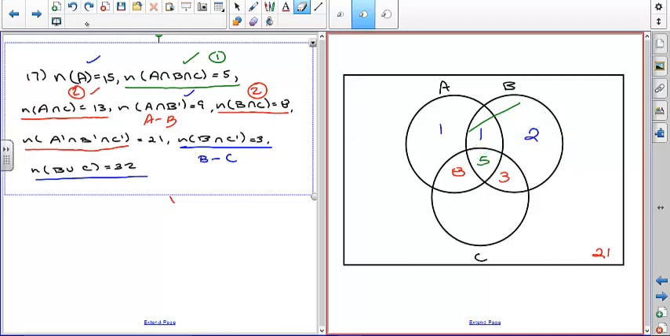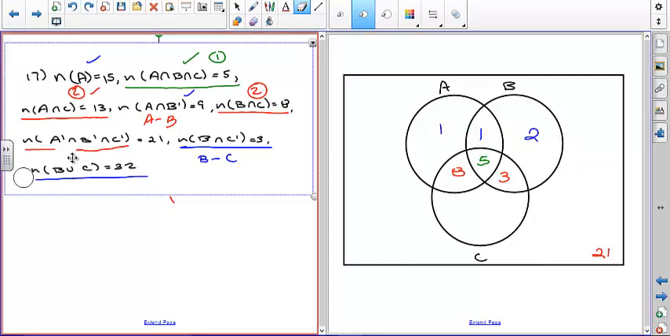And finally, I can use the union of B and C, which is going to be 32. So this is C, this is B. The only thing I have left is that. So I have to add 6 numbers together, 1, 2, 3, 4, 5, 6, to get 32.